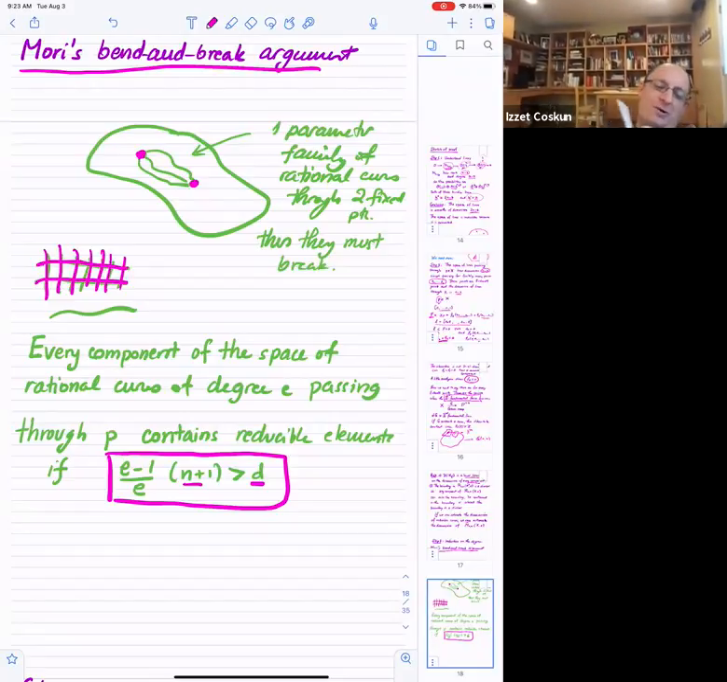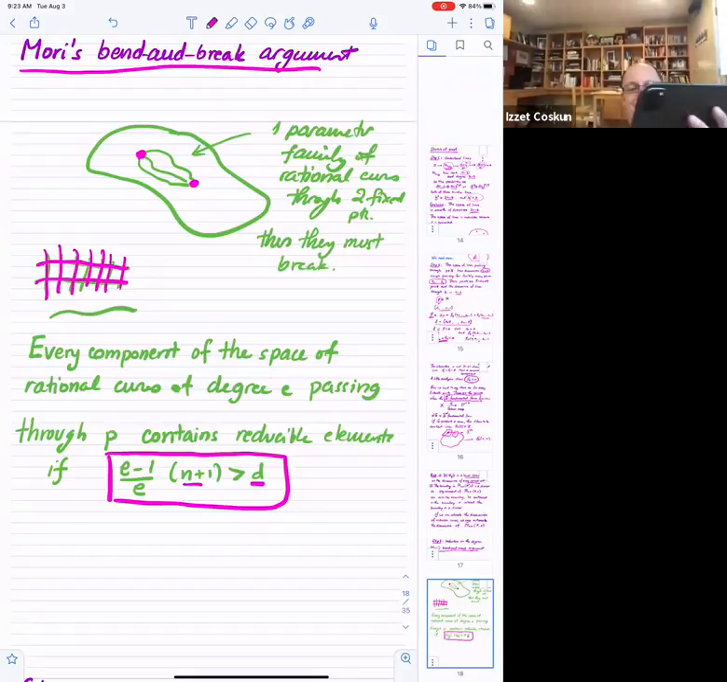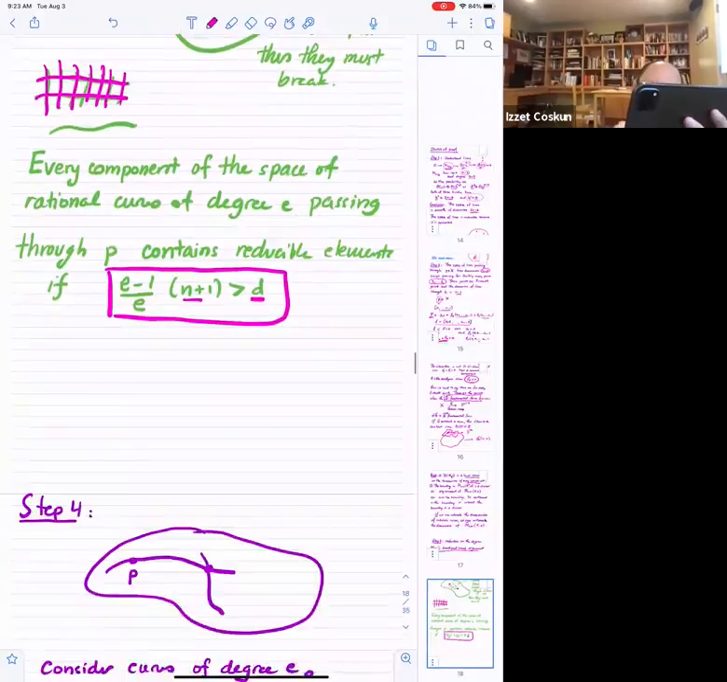And for our purposes, what this means is that basically in every component of, say, larger than expected dimension or something like this, you can always find curves that break.